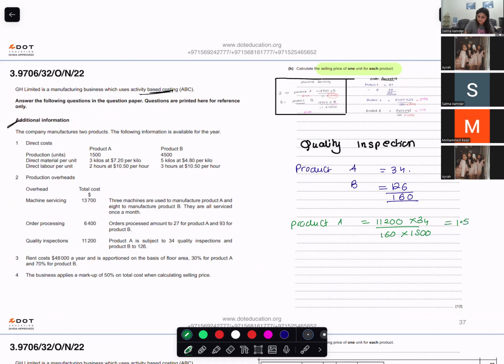And then for the second one, you'll do 11,200 into 126 upon 160 divided by 4,500. It's 1.96. So this is related to quality inspection. Now rent.